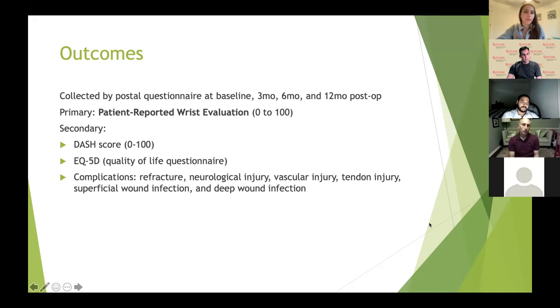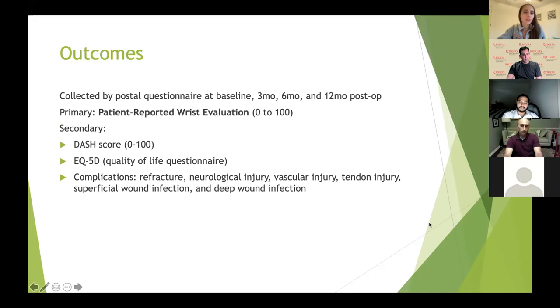The primary outcome the authors wanted to look at was the patient-reported wrist evaluation. So this is a self-reported questionnaire that looks at the experience of pain and disability in the patient, 0 to 100, 100 being the worst score. So you have less wrist functionality if you have a higher score.